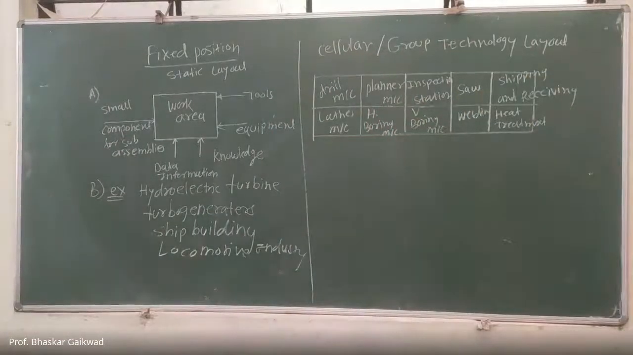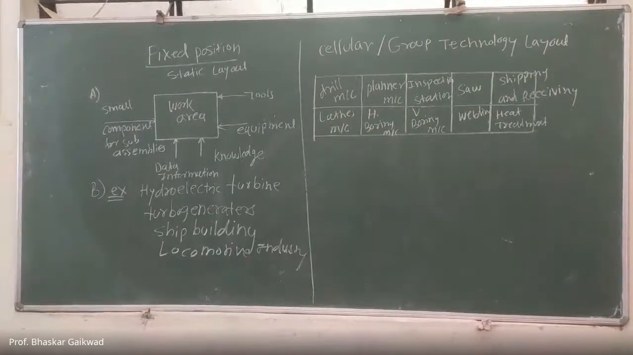Locomotive industry, just like railway, aeroplanes, the big parts. Only you have to remember: when a product size is very big, it is too difficult to move from one place to the next place. We can use such type of layout. So remember these examples under fixed position or static position: hydroelectric turbines, turbo generators, shipbuilding, locomotive industry, railway industry. So here we can use fixed position layout.